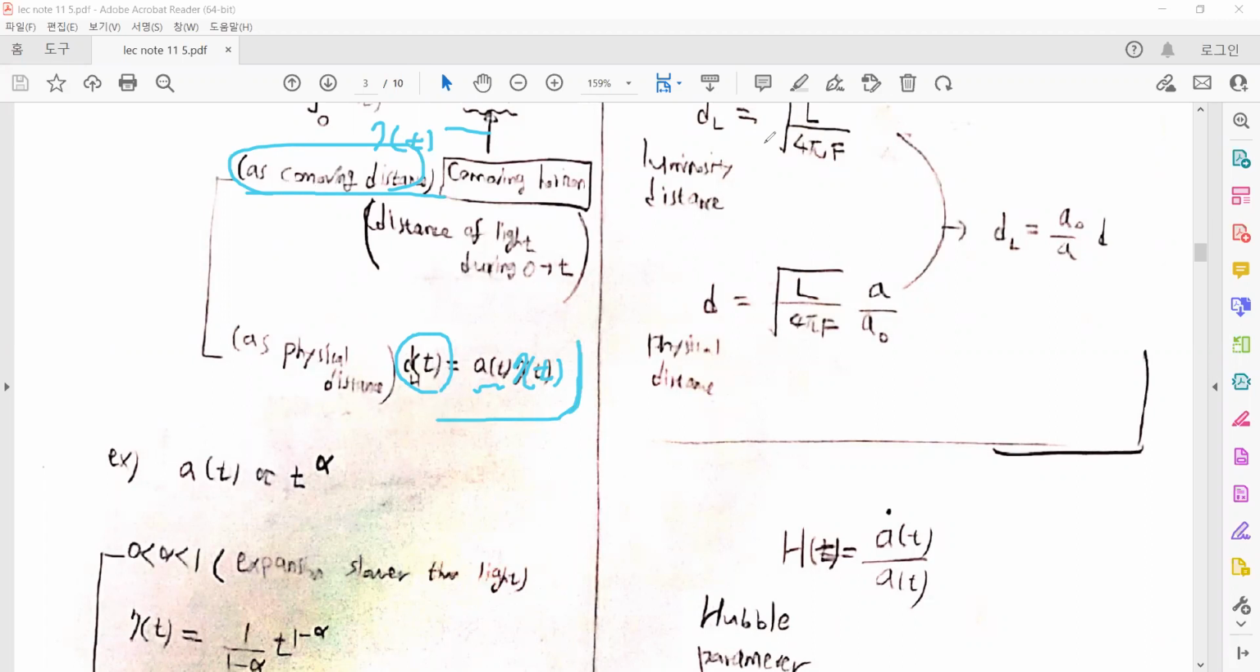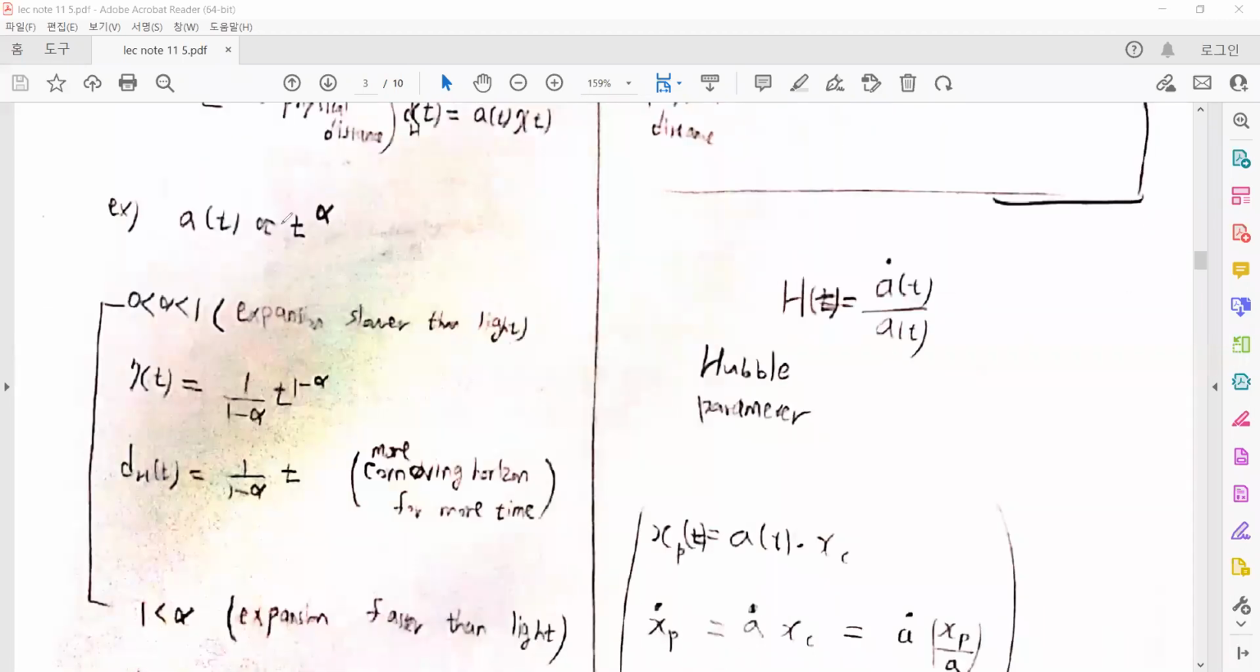So for example, this is the last thing: the scale factor is a function of time, so there's some t^alpha. And if alpha is greater than 0 and less than 1, then the expansion is slower than light, because we set the speed of light equal to 1. So if we obtain the comoving horizon from the previous formula, that was just an integration over time, we can obtain the horizon from the physical distance point of view.